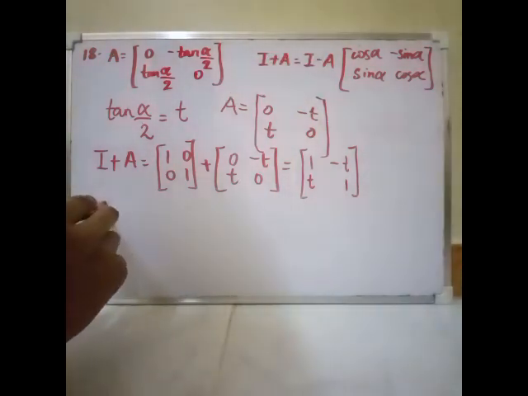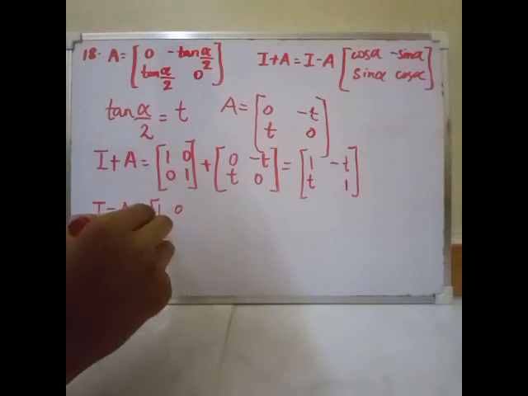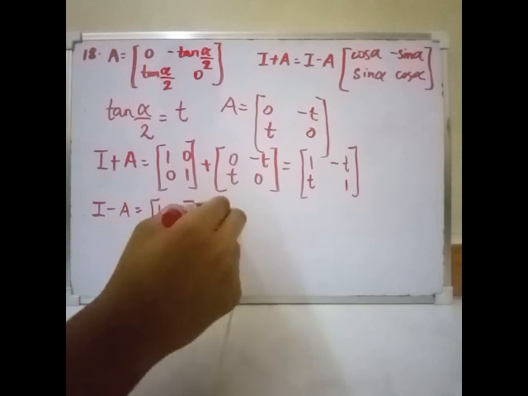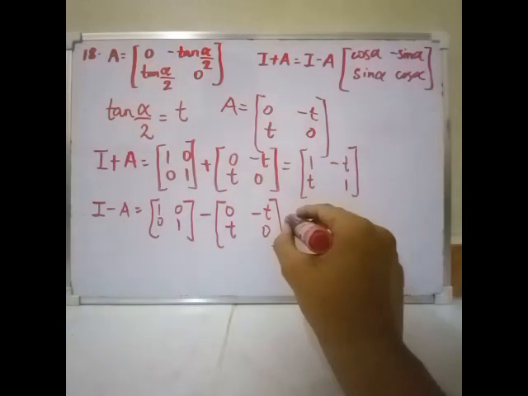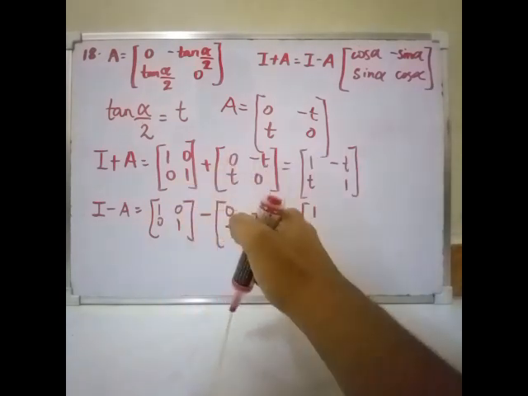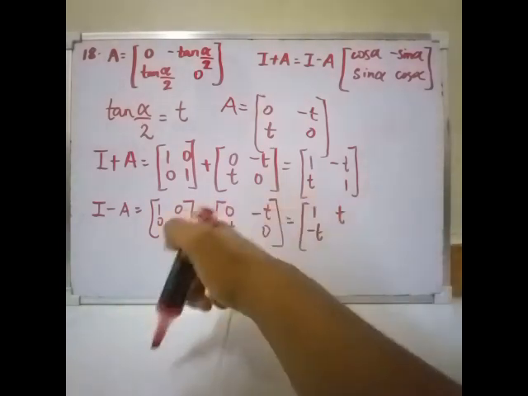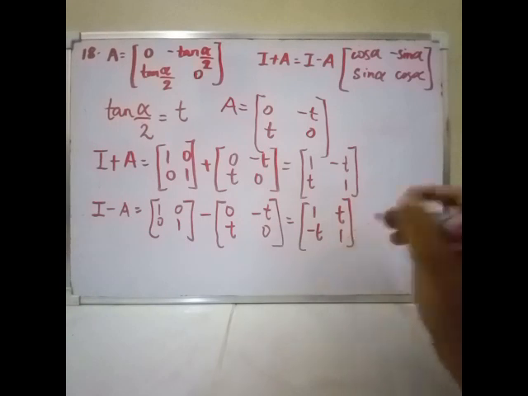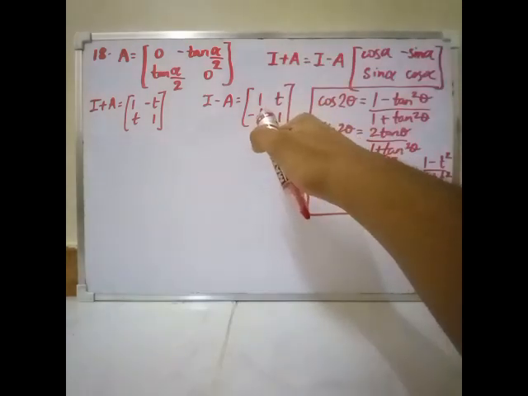Now finding out the right hand side, doing this part first. I minus A, it is the same thing which we did before, but with a negative symbol in between. So now 1 minus 0 would be 1, 0 minus t would be minus t, and 0 minus t would be plus t, and finally 1 minus 0 would be 1. So already we found out I plus A, this is the left hand side, right? So now we are doing the right hand side. I minus A, we already found it out.